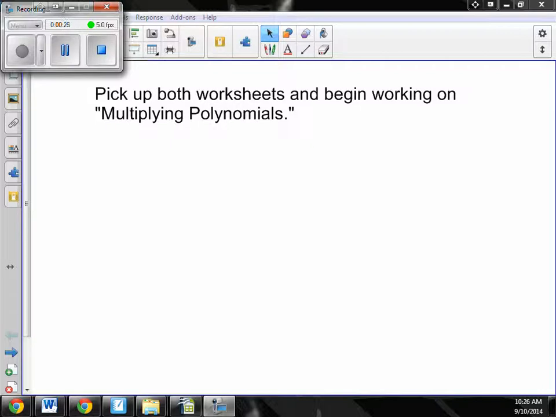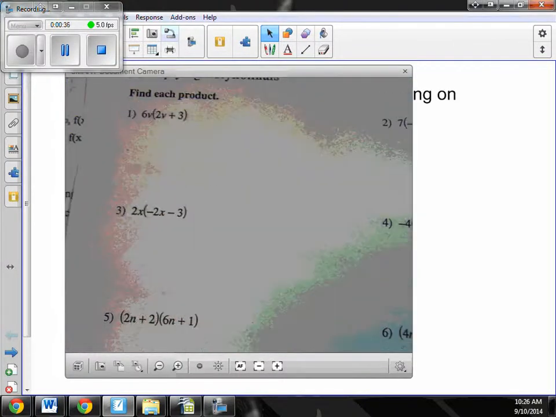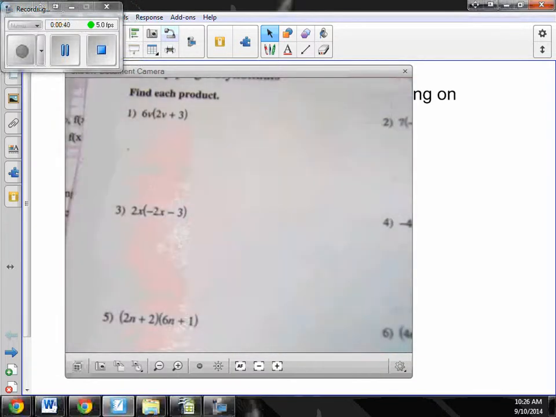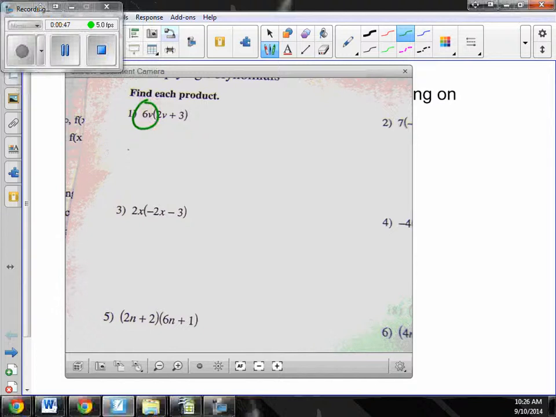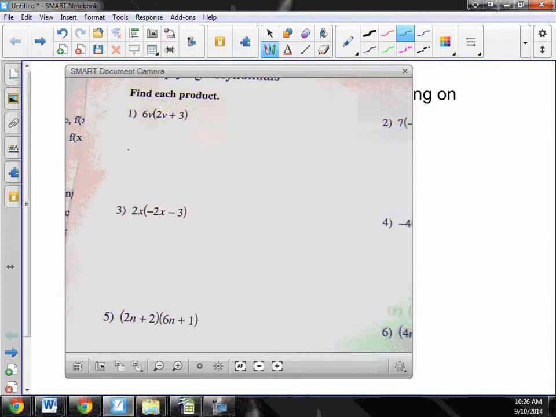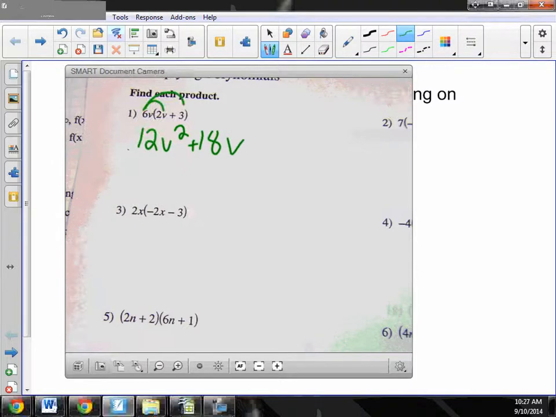So if you look at the multiplying worksheet, the first one, multiplying polynomials, you see what is called a monomial multiplied by a binomial. This is a monomial because it only has one term, and this is a binomial because it has two terms. This is the easiest form of multiplication. We're just going to distribute. So we multiply the 6v into the 2v, and then the 6v into the 3. So 12v squared plus 18v. That's it, because we can't combine them. You can only combine terms if they have the same variables. One has a v squared and one has a v, so we can't go any further than that.